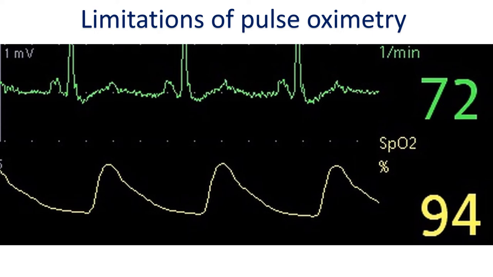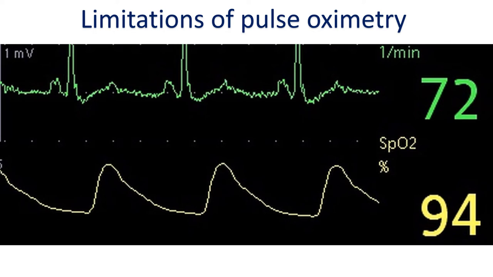The technique gives only the percentage oxygen saturation of hemoglobin. In severe anemia, even if the oxygen saturation is good, actual tissue delivery of oxygen may be poor. Erroneous values may be obtained in hypoperfusion, during use of vasoconstrictor drugs, and with movement artifacts. A good tracing indicates intact blood flow to the finger.